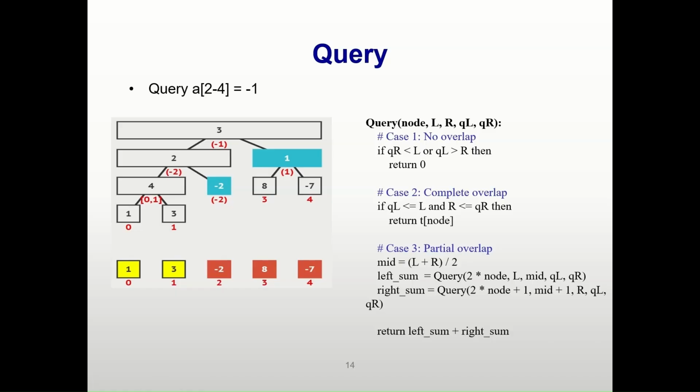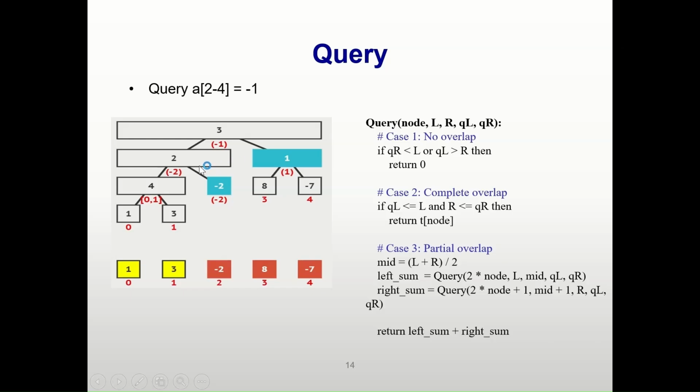Lastly, another case is partial overlap. In that case, we simply divide our tree to find left sum and right sum. After the recursive calls, finally we add the left sum and right sum and then return.